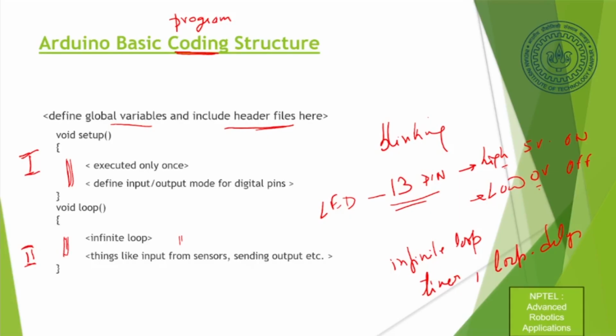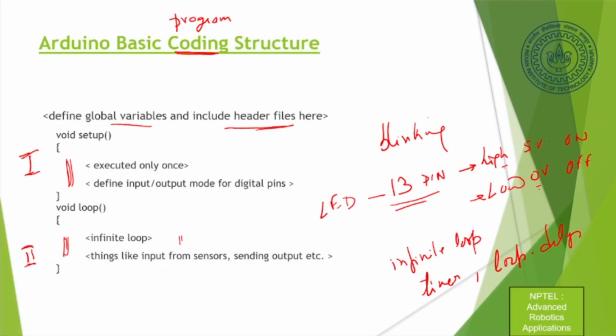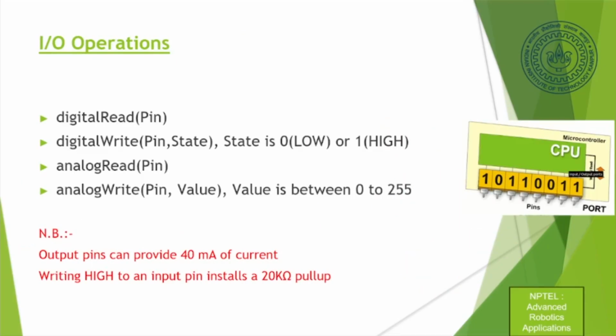Now apart from this very simple program that I just explained for blinking an LED, you may need to take sensory input, you may need to do motor control, all kinds of other things. So there are other possibilities also which are allowed. First of all, you can have a digital read. These are structures of the syntax. Digital read, pin number. So it understands that this is a digital read pin. Digital write, pin number and state.